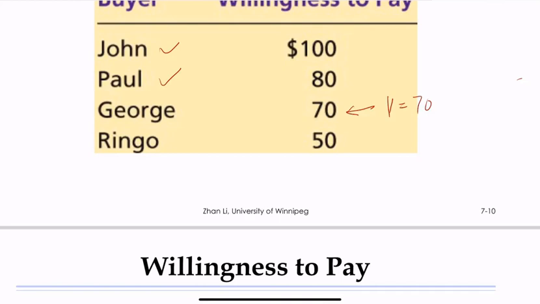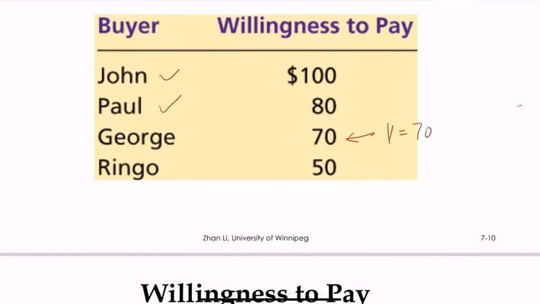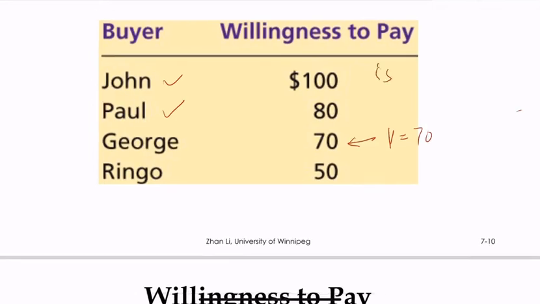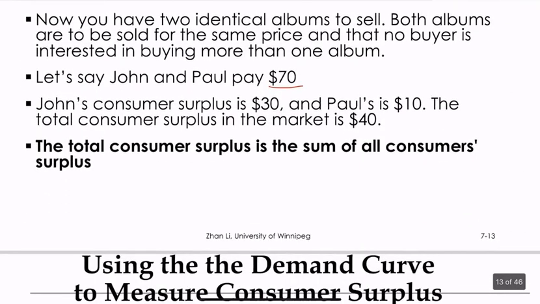Right? So basically, we could just safely assume that George will not get the album. So in this case, you could see that John will have a consumer surplus of 100 minus 70, which is 30. And Paul will have a consumer surplus of 80 minus 70, which is 10. So you could see that the total consumer surplus is 40, right? So this is a very simple calculation. And you can see that the total consumer surplus is the sum of all consumers' surplus.